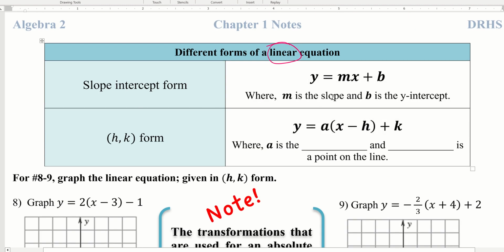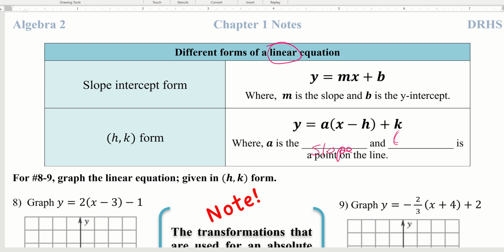So slope-intercept form, you should be pretty comfortable with this. You saw this a bunch in Algebra 1. Y equals mx plus b, where m is the slope and b is the y-intercept. Okay, we'll use that quite a bit. Now here, this is what, again, HK form, you'll hear it called vertex form, that kind of stuff. And so on this, a is the slope.